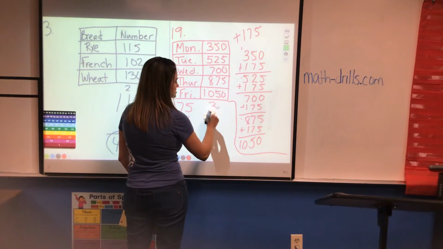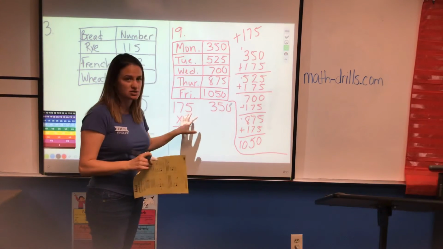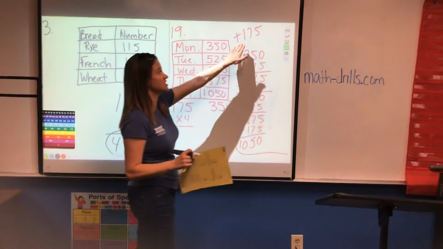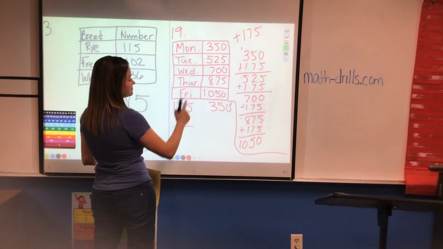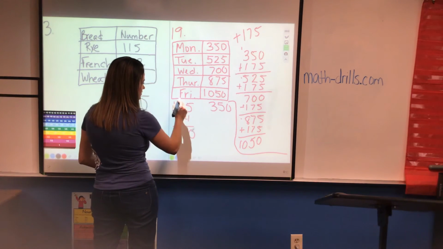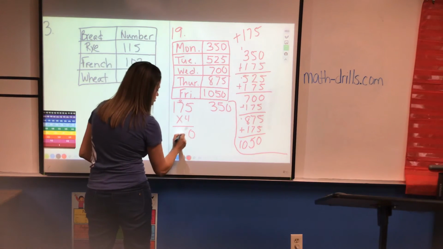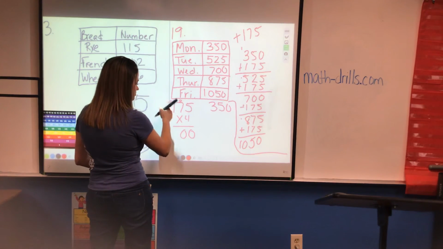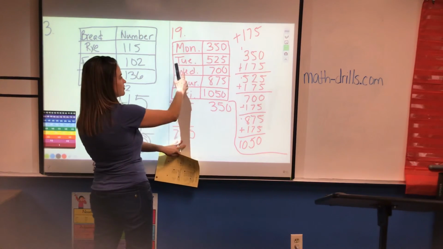Monday's number we're just going to put to the side because she is different than the rest. I can't multiply her into this equation. But I can do Tuesday, Wednesday, Thursday, Friday since they each increase by 175. So I'm going to say the 175 times the 4 days. So 4 times 5 is 20. Carry over my 2. 4 times 7 is 28. Plus the 2 is 30. 4 times 1 is 4. Plus the 3 is 7. So I have 700 for Tuesday, Wednesday, Thursday, Friday.